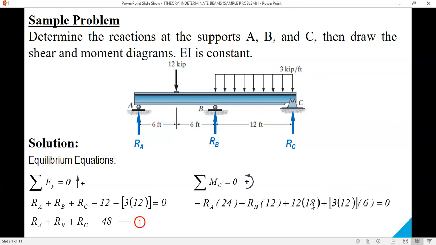So here's the equation. Negative RA, the distance of RA to point C is 24. For RB, the distance is 12. For the 12 kip load, the distance is 18. And for the resultant of the uniformly distributed load, 3 times 12, 36, the resultant acts at the centroid, and the distance of the resultant to point C is 1/2 of 12, which is 6. To simplify, we can divide each term by 12, and the result is this.